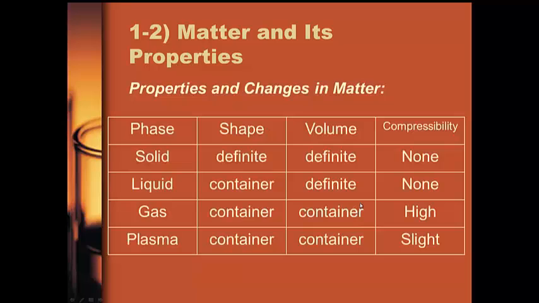Okay. Now, for different phases of matter, you actually have 4 phases of matter: solids, liquids, gases, and plasma. Plasma is a high energy state, where basically the atom has its electrons ripped away. Now, shapes. For a solid, definite shape, definite volume, compressibility, pretty much none.